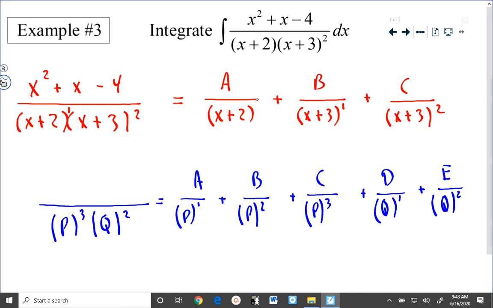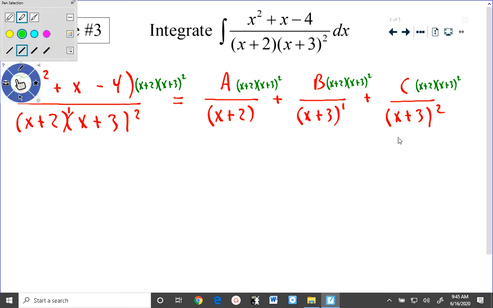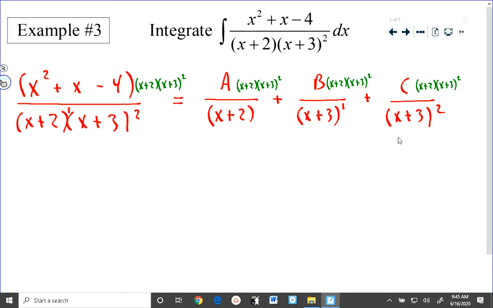Now let's worry about simplifying the equation I have in red so that we can identify the values of a, b, and c. Of course, what we're going to need to do is multiply both sides of the equation in red by the lowest common denominator, which is x plus 2 times x plus 3 squared. All right, so what I've done is I've multiplied each term in this equation by x plus 2 and x plus 3 squared. Of course, we know what's going to happen. We're going to have a whole bunch of canceling occurring.